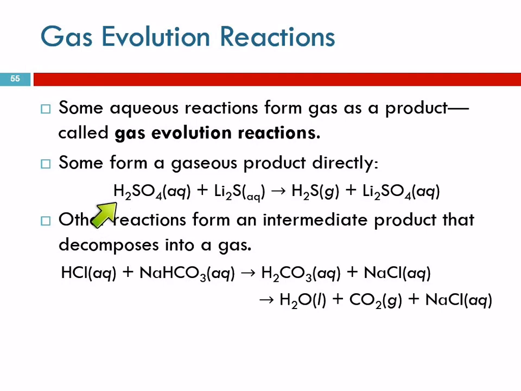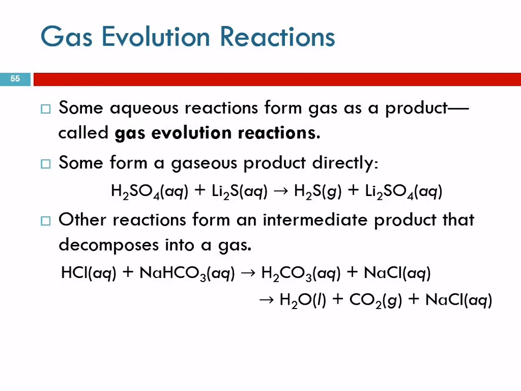So this is an example, sulfuric acid plus lithium sulfite. That's going to form hydrogen sulfide gas, which smells horrible, and aqueous lithium sulfate. So that's forming a gas directly. Others form an intermediate product that decomposes into a gas. So hydrochloric acid and sodium hydrogen carbonate, baking soda.